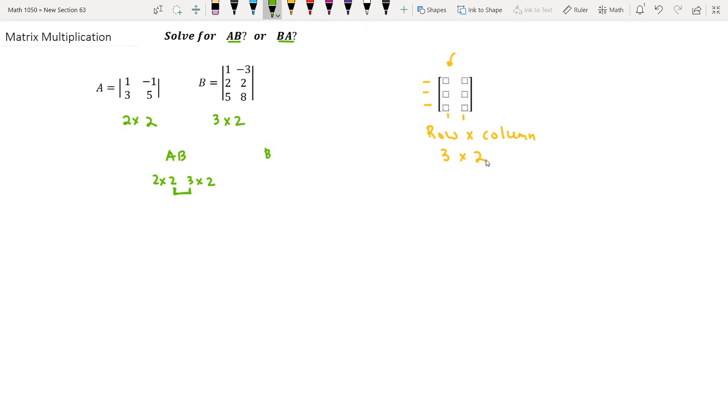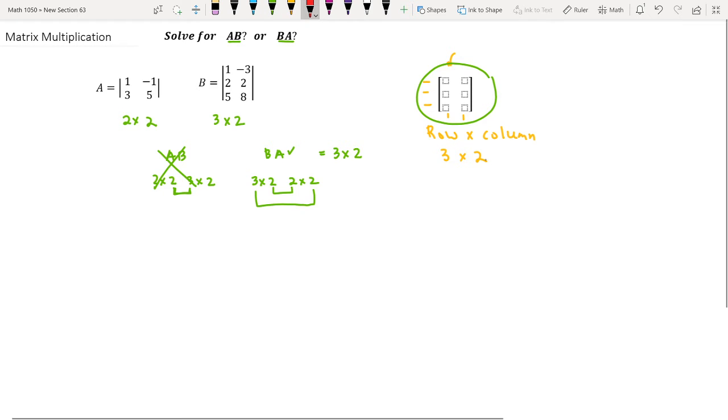On the other hand, if I do B times A, here's a situation where order matters. I do a 3 by 2 matching with a 2 by 2. The insides match, which means I can do this one where I can't do that. And the outside numbers tell me what my answer is going to be, the size of it. So when I do B times A, I'm going to get a 3 by 2. Basically, we're going to see in the end a shape like this one here.